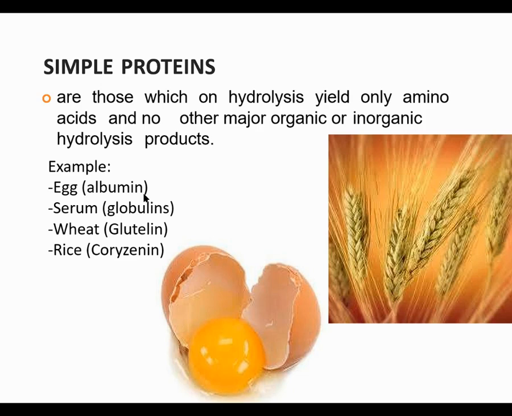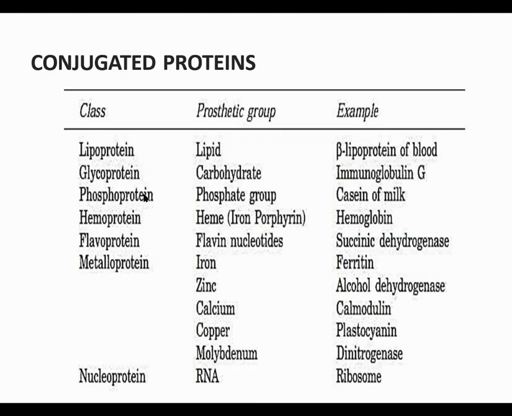On the other hand, you have conjugated proteins. These are proteins that not only give amino acids but also contain other organic and inorganic components. So it may contain a non-amino acid part, called the prosthetic group. Usually these proteins are classified based on the presence of their prosthetic group.